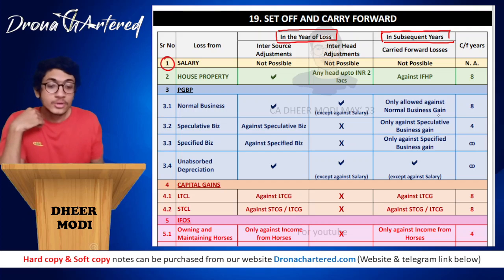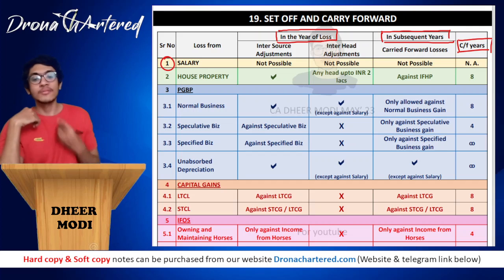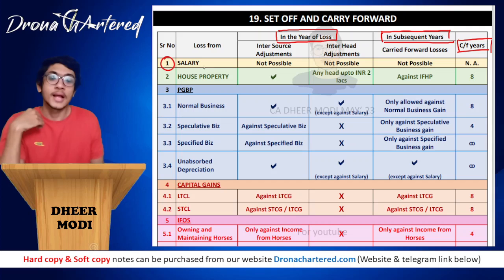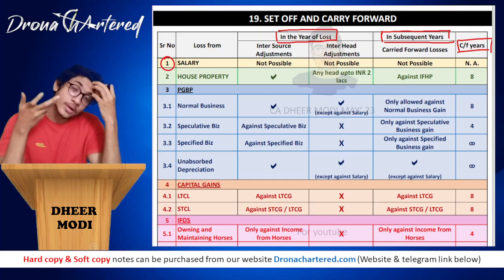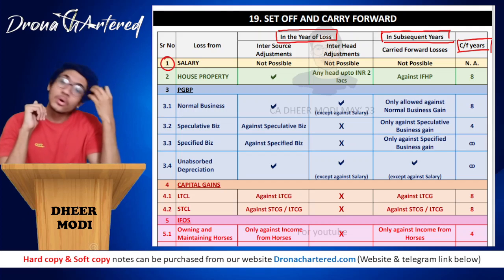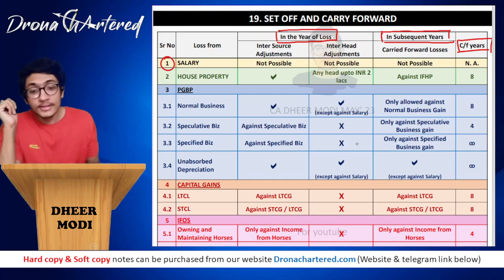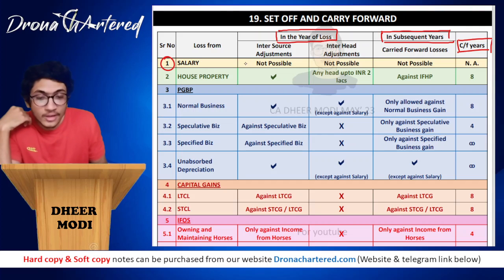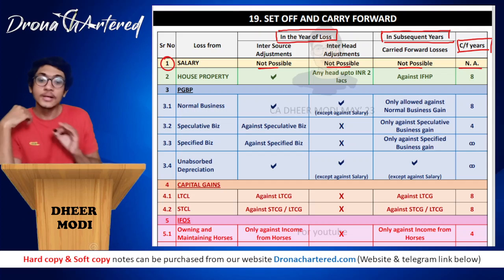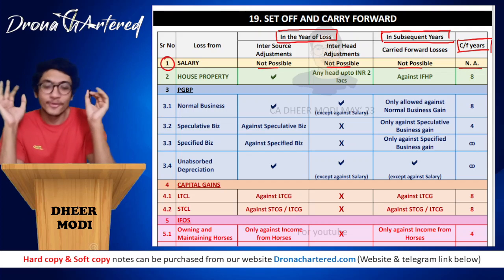Great. So you've understood the table, and for how many years can you carry forward this? So loss from salary, inter-source. First you have to understand that for salary, there is no possible case of loss. You can never have loss in salary because you will be earning income, and there are deductions. You will never have loss in this. So therefore all of these are not possible. Great. So salary is clear. We are done with one head of income.